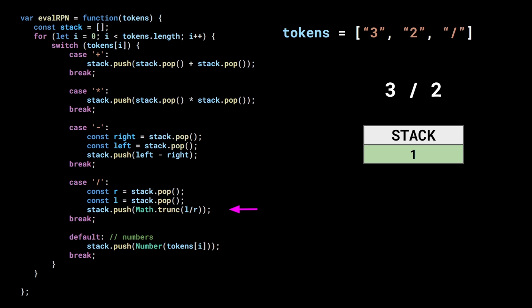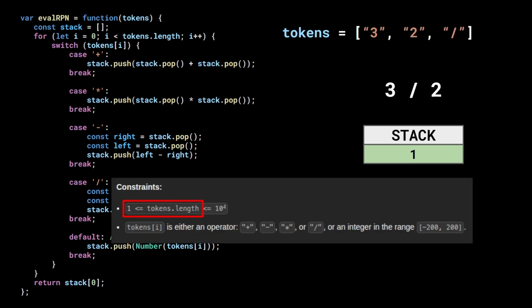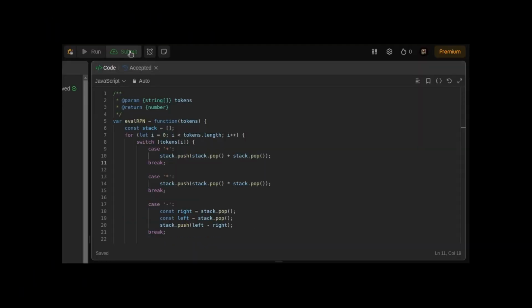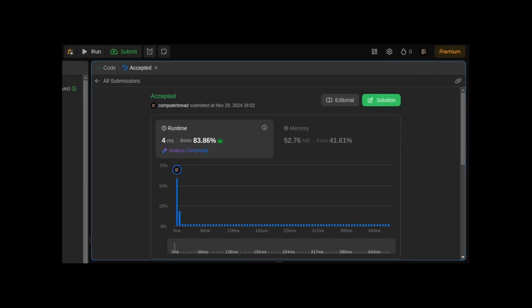Once we're done evaluating the expression, the final result will be on top of the stack, so we can return it. And we don't need to check if it exists, because Leetcode tells us that there's at least one token. So let's run it, and we're done.